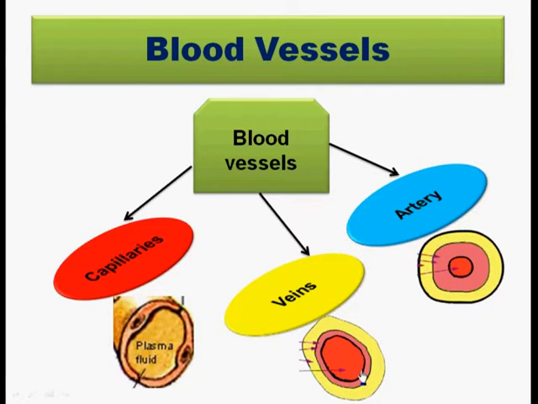I want you to take your pencil and your paper and write a few sentences about what you observe about these two blood vessels. So we have three blood vessels. We have capillaries, veins, and artery.